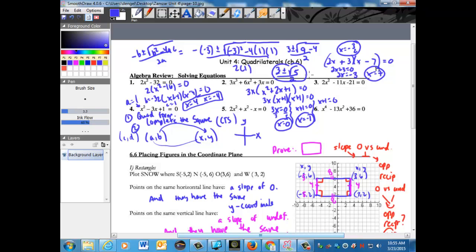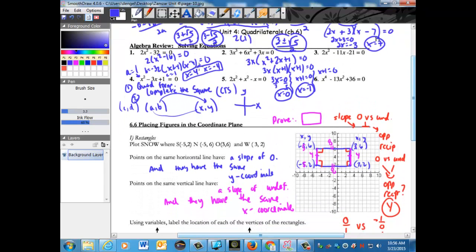Now, if you wanted to separate that, you could. You would get 3 plus radical 5 over 2, comma. So here's one answer if we separate it, and then 3 minus radical 5 over 2. And those are our two answers.